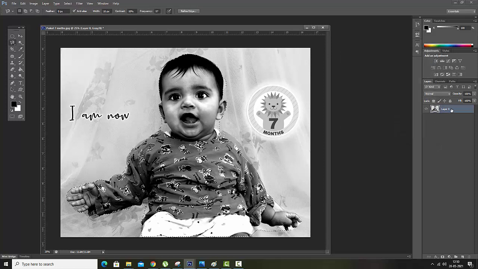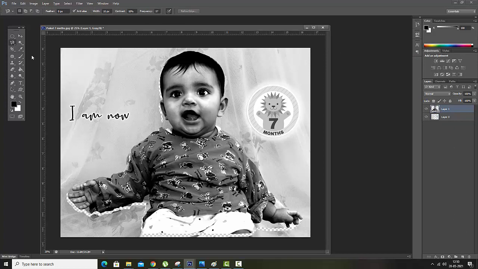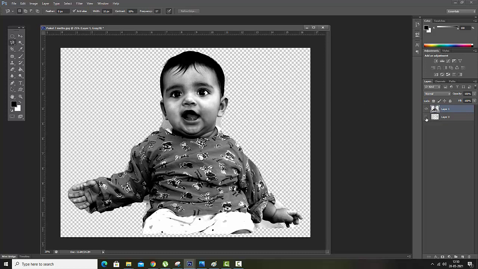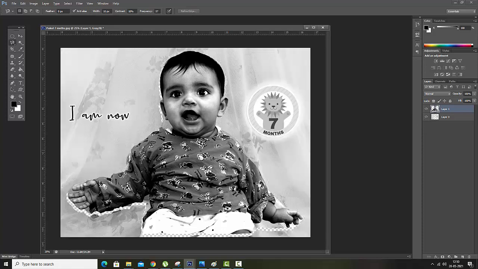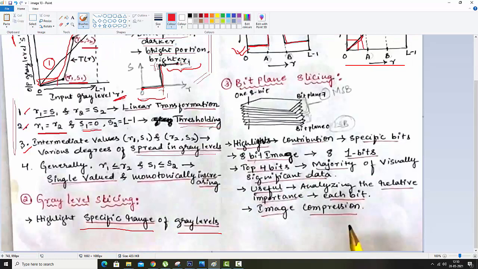I can also cut this one, Control X, and just copy and paste, Control V, in another layer. Okay, so this layer has been removed. So I can just place it anywhere else. So this is the main thing actually, not from the point of view of Photoshop, only from the point of view of the theory: the other portion remains the same, only a certain portion, only the baby portion, has been increased, and the other portion remains the same. So this is called gray level slicing.